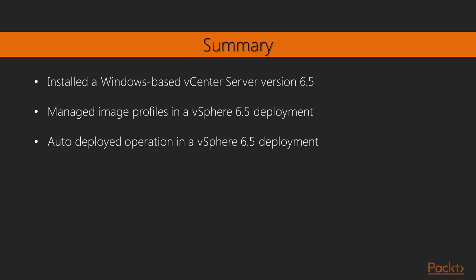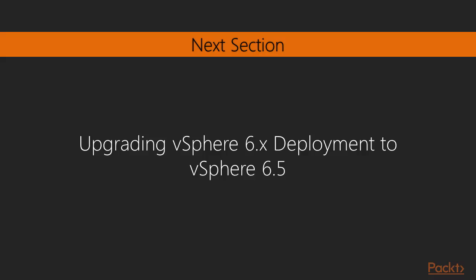In the previous videos, we covered managing image profiles. We looked at how to manage host profiles, and then we also looked at managing the auto deploy caching modes, so that we have nice, clean, consistent configurations on all our vSphere servers. In the next section, we will look at all the aspects of deploying vSphere 6.5, including upgrading from vSphere 6.x deployments. I look forward to seeing you there.